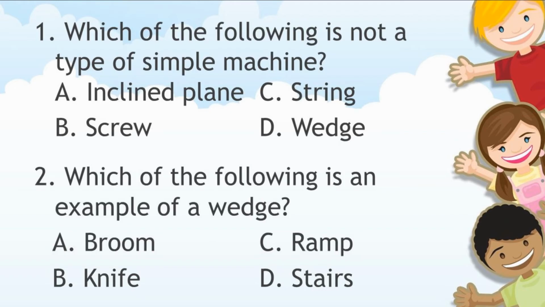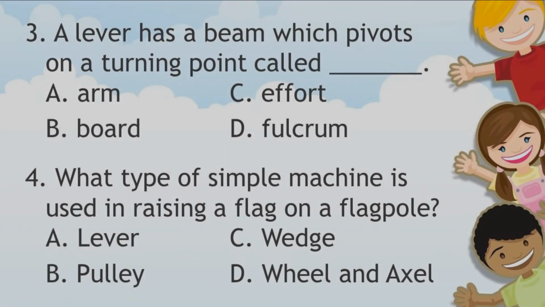Number 2. Which of the following is an example of a wedge? A. Broom. B. Knife. C. Ramp. D. Stairs. Number 3. A lever has a beam which pivots on a turning point called blank. A. Arm. B. Board. C. Effort. D. Fulcrum. Number 4. What type of simple machine is used in raising a flag on a flagpole? A. Lever. B. Pulley. C. Wedge. D. Wheel and axle.